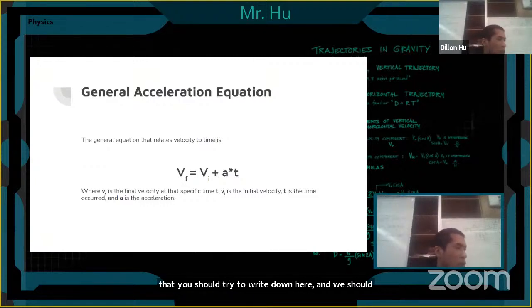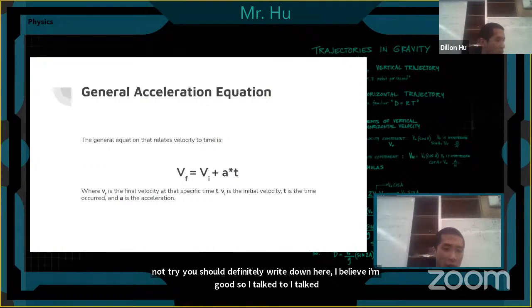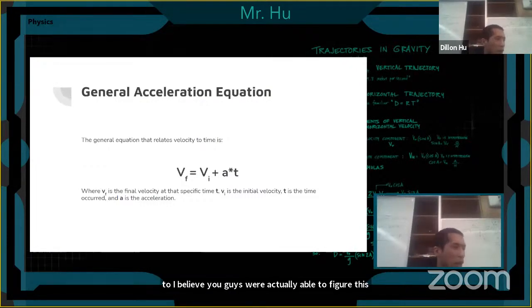I believe the groups I talked to were actually able to figure this out on your own. That was actually very tough. I was sort of hoping that we would be able to get here, but I'm very glad that you guys were. So I want you to make sure you write this down.